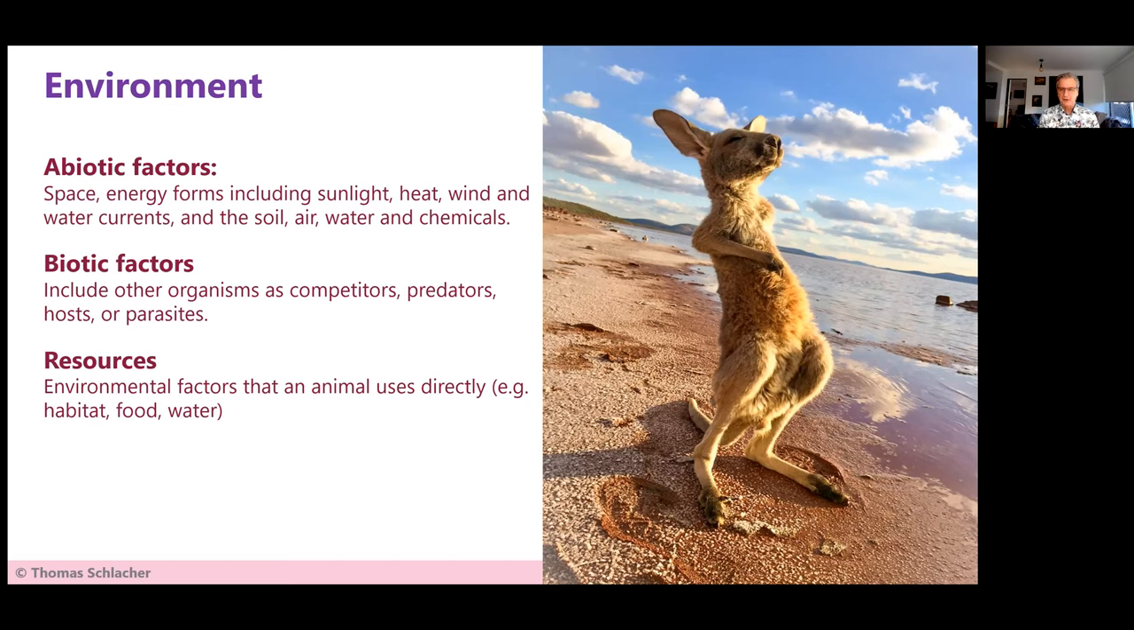The biotic dimensions of the environment are basically the other competitors, the other individuals, which can be their friends or foes, or even parasites. And then we often talk about resources, and that's basically everything an organism uses in its environment. That may be habitat or food, water, and so forth. So the environment for an ecologist is a much more encompassing term than we usually use it in everyday language.